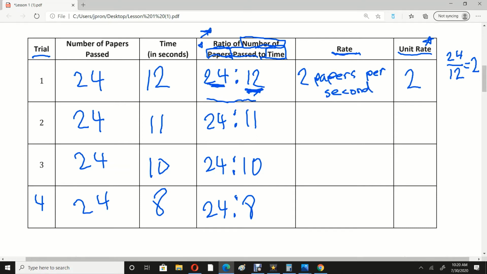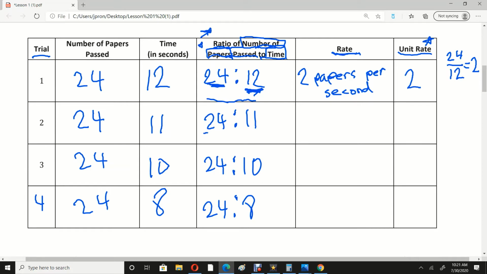And we could say per 1 second, but that's sort of redundant, right? Per second is implied that it's just 1 second that we're taking to do that. So 2 papers per second in this first example. Now, in this case, it was pretty simple to divide 24 by 12 because it goes straight into it, right? But what about when we come down here?